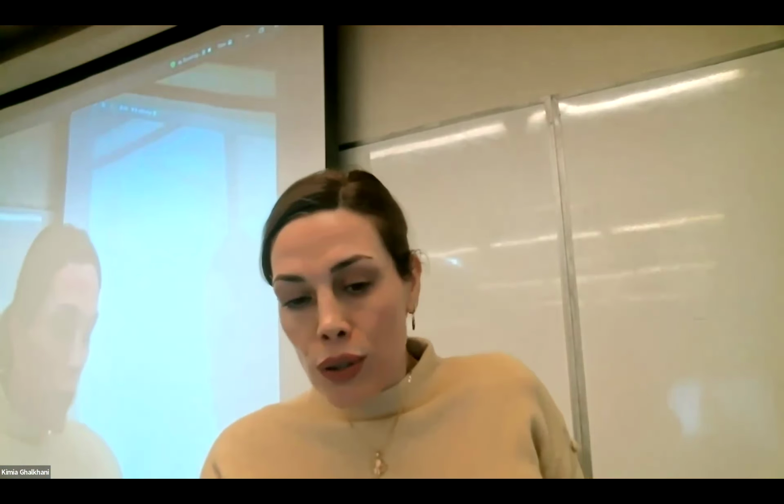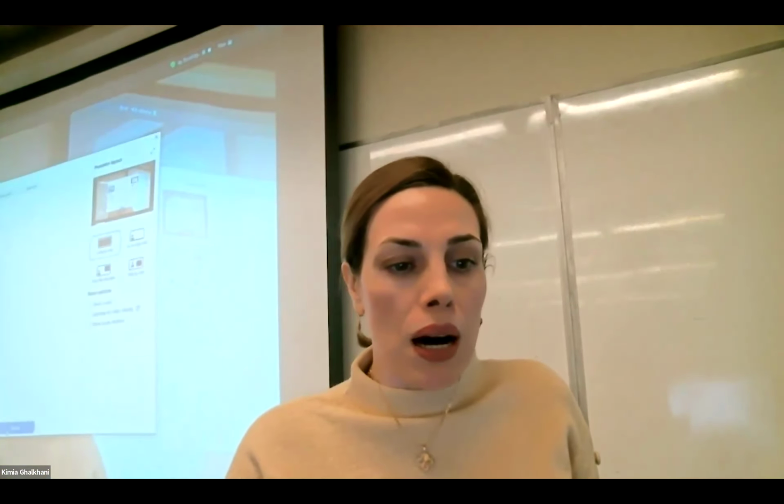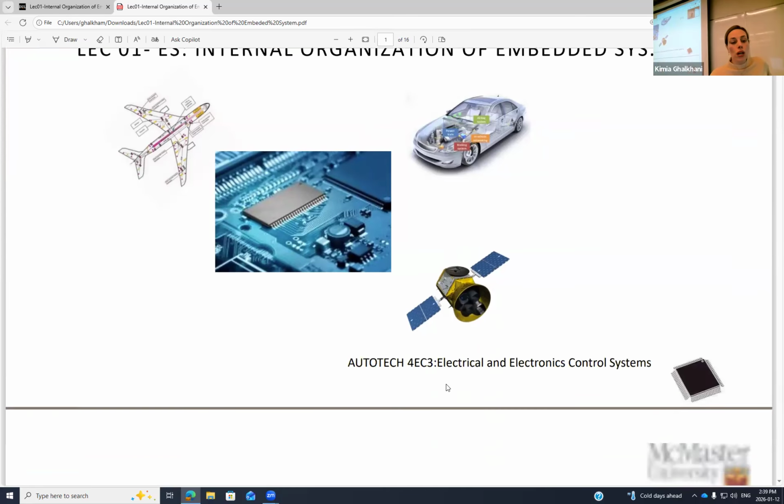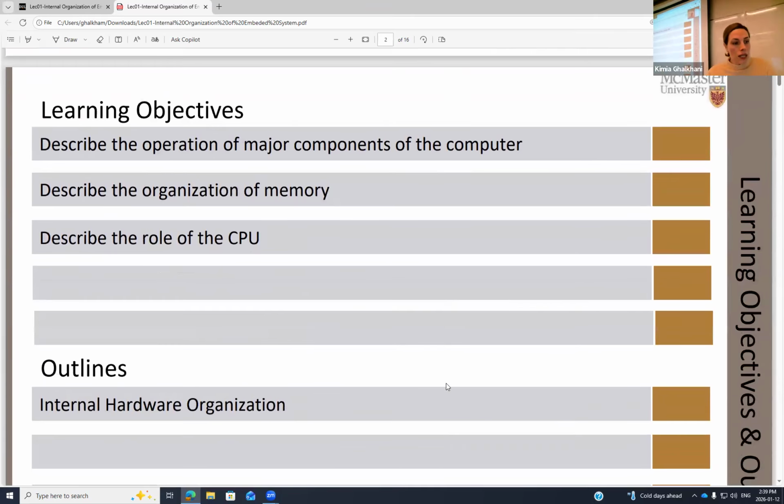And today I'm going to share my screen and discuss in more detail the embedded system and the internal organization of the embedded system. I've discussed the definition of embedded system last week. And here is the learning objective, or learning outcome, from this lecture. I'm going to look at the operation of major components of the computer.